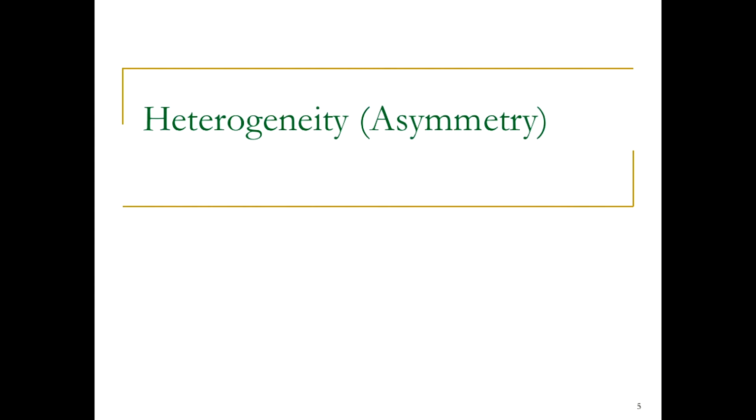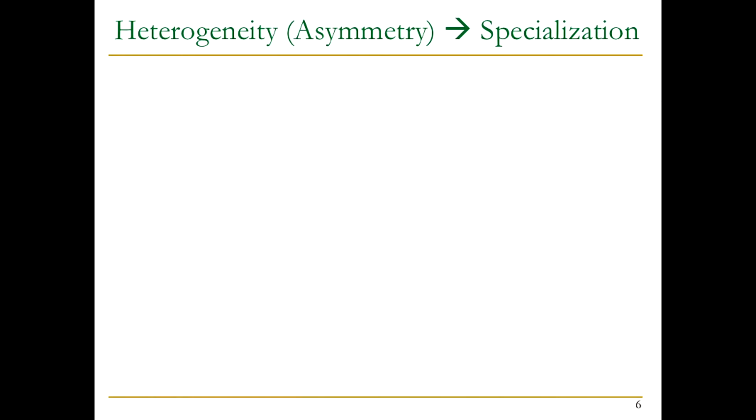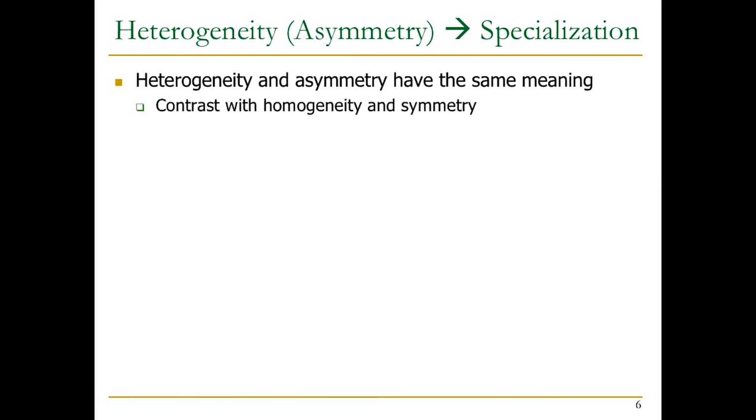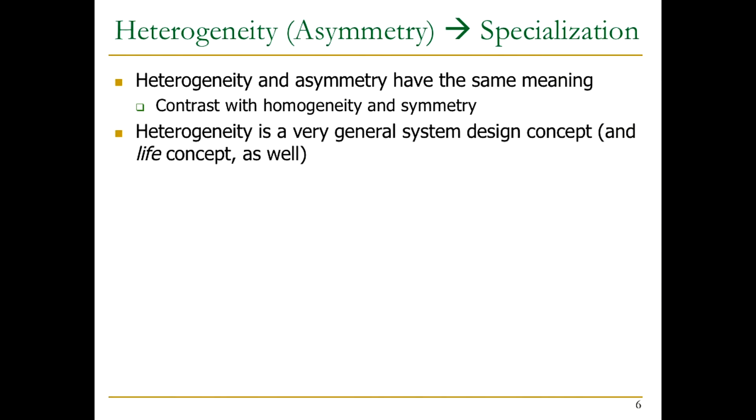Okay, so let's start with a little bit of philosophy, if you will. It's not exactly philosophy, but it's really a design principle in the end. So this is one of the key design principles of today. Why is this interesting? So heterogeneity is actually the same thing as asymmetry, and it enables specialization. You can contrast this with homogeneity and symmetry. And it's a general system design concept, and it's a life concept as well.